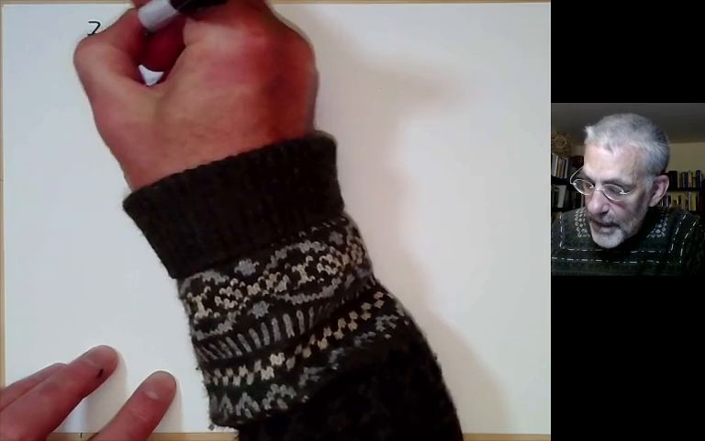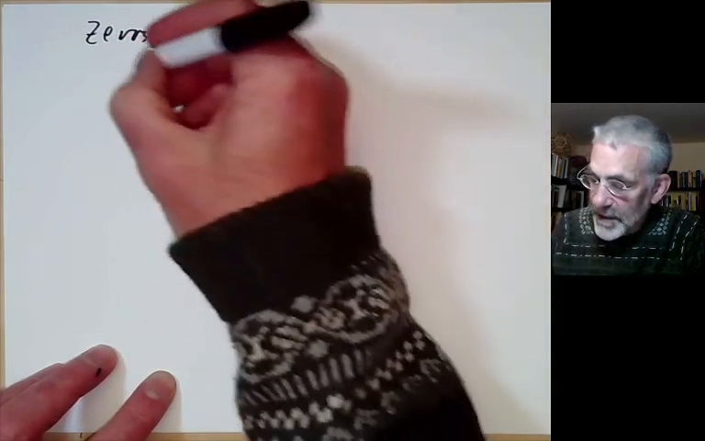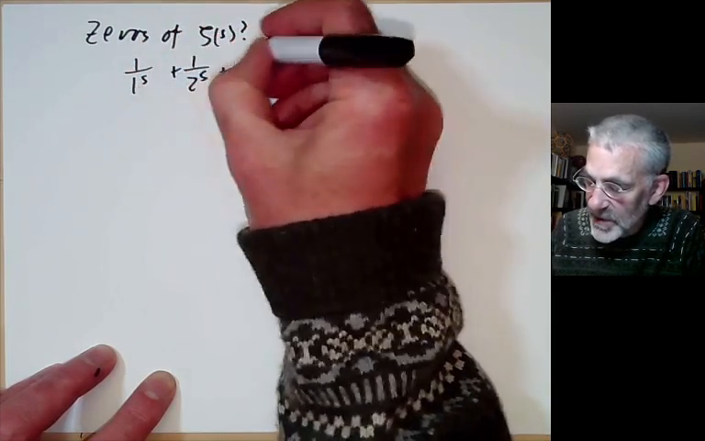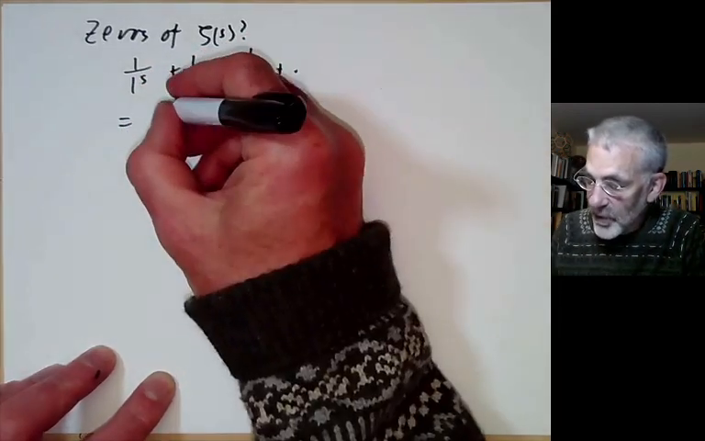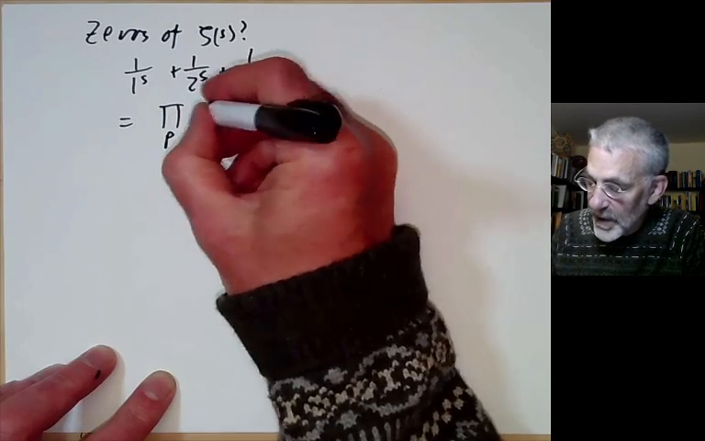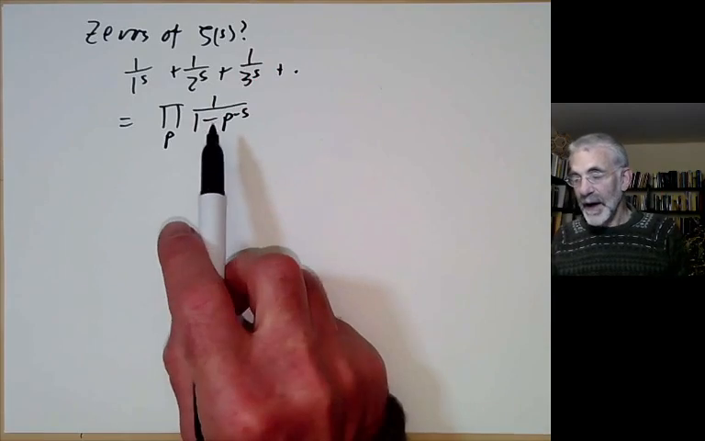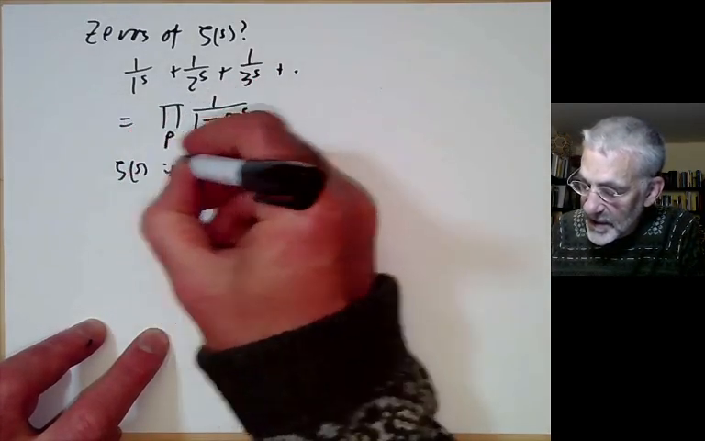Next, we need to know, where are the zeros of the Riemann zeta function? So the Riemann zeta function is 1 over 1 to the s plus 1 over 2 to the s plus 1 over 3 to the s and so on. And you remember this can be written as an Euler product over all primes of 1 over 1 minus p to the minus s.